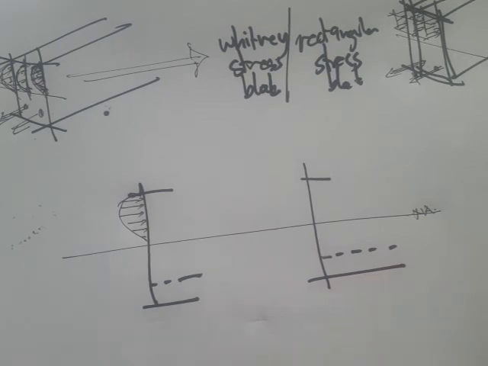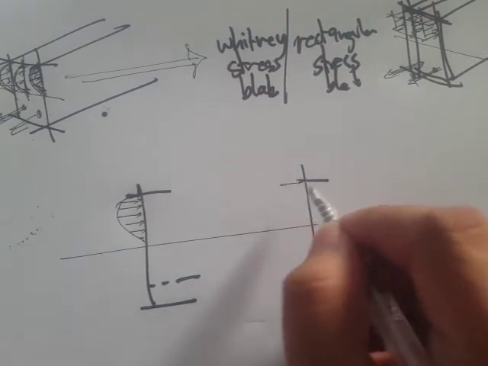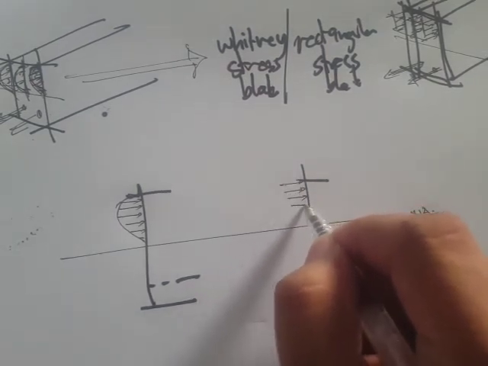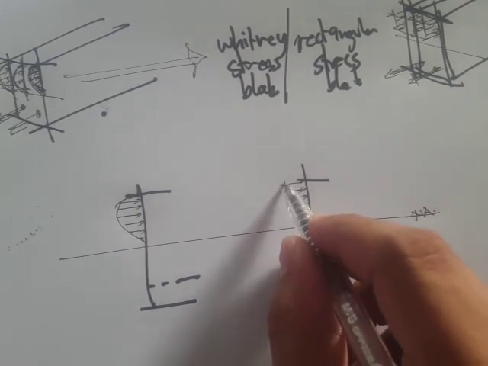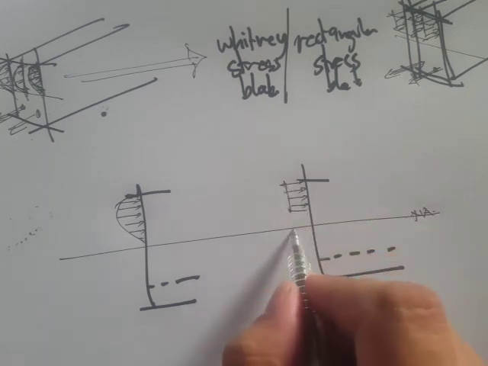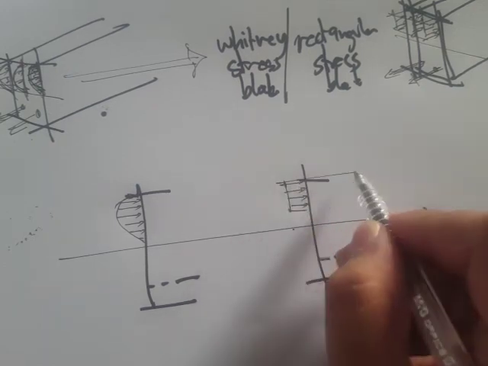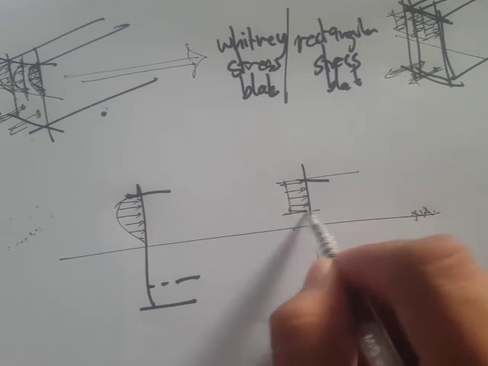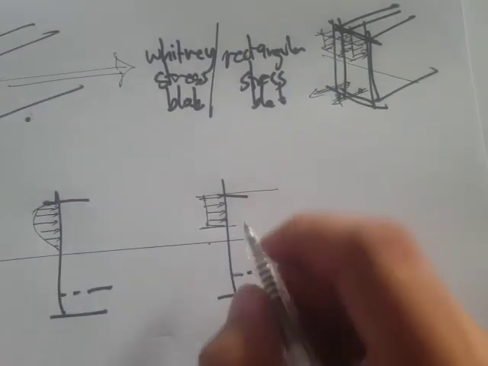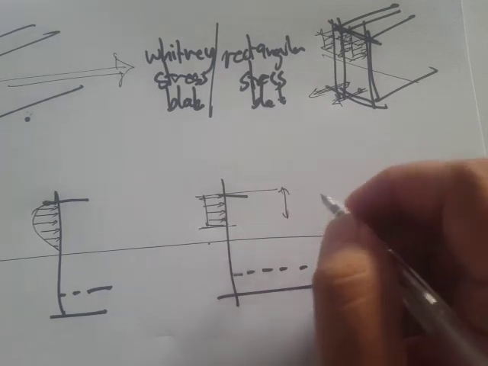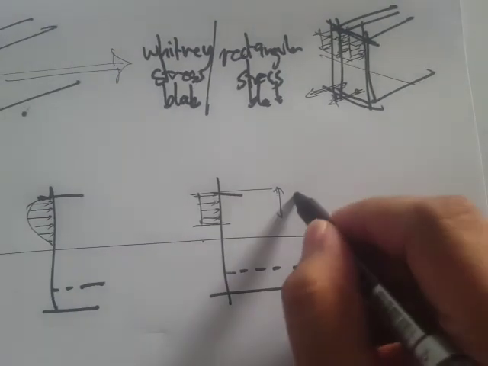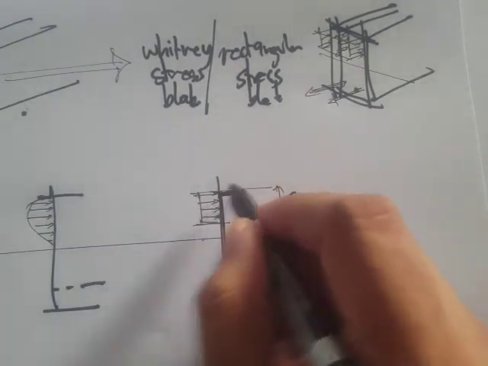But if we transform that into a rectangular stress distribution, or rectangular stress block, then there's going to be some depth here. It's not all the way to the neutral axis. It's only from the top face up to some depth here. That depth is what we call the depth of stress block, and we designate that as a, letter a.